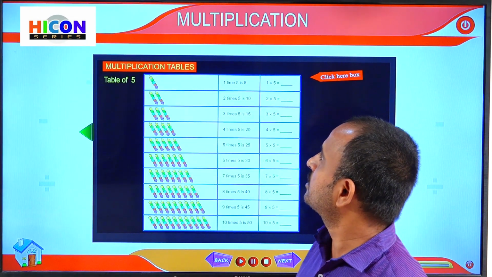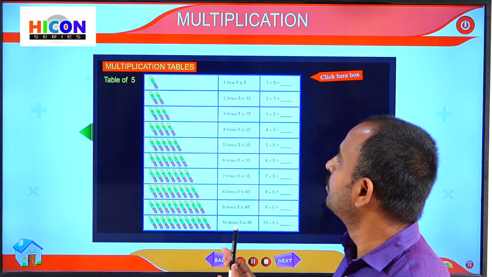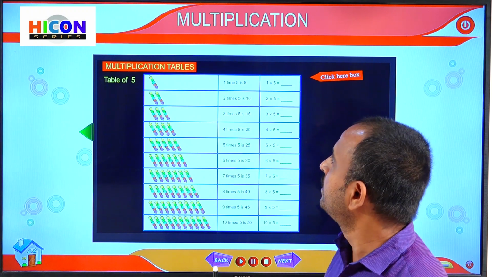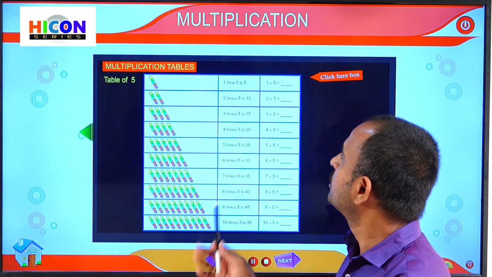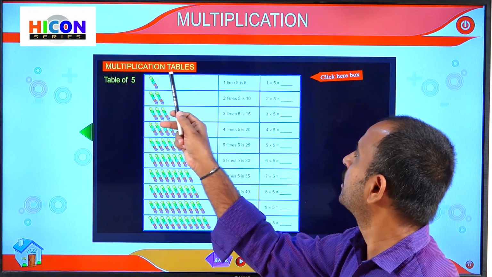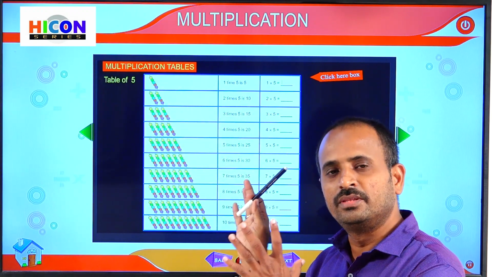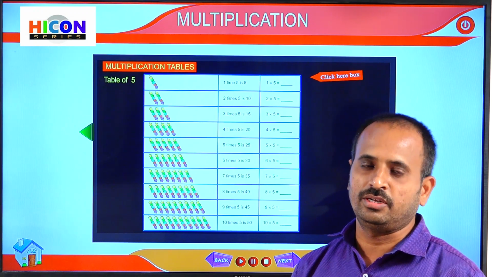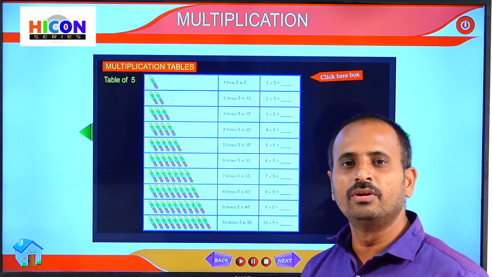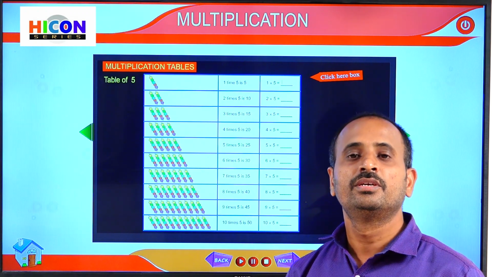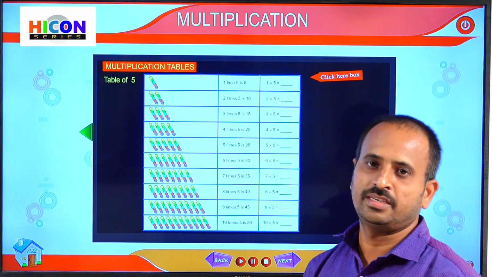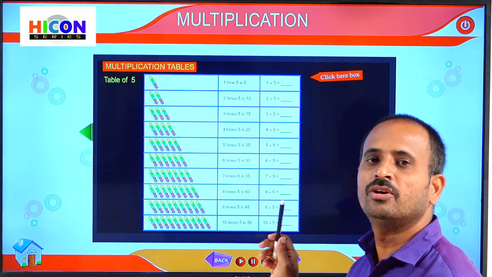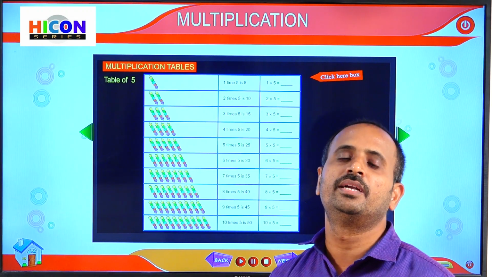So children, let us practice how to write the tables by using the concept of multiplication. Let us learn how to write the tables by using multiplication, that is, multiplication tables. These multiplication tables are very important. You have to learn them thoroughly, then only you can do the multiplications in the next exercises. All of you should learn these multiplication tables, then only you can easily do the multiplications.